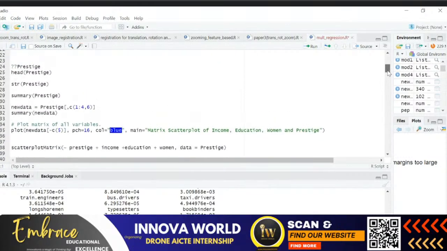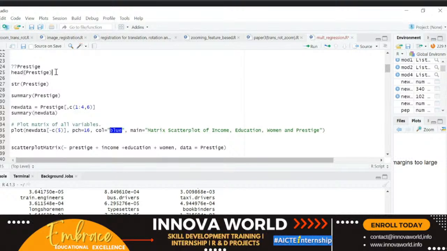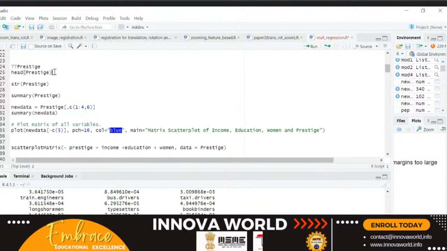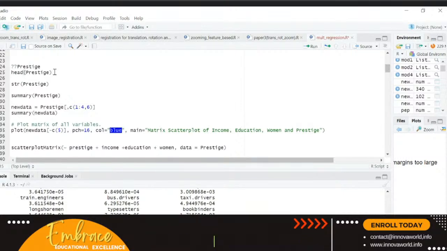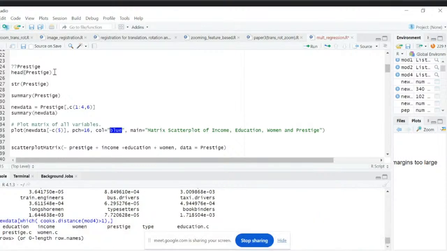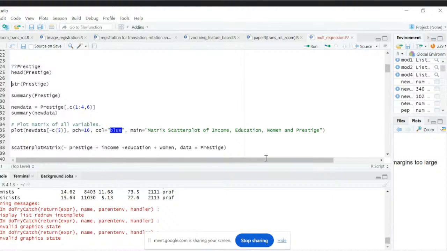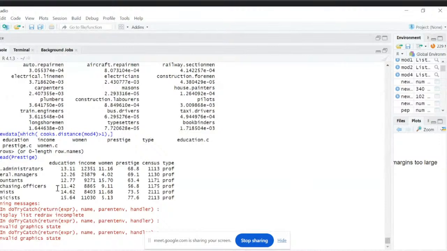So here we are using this prestige dataset. Okay, so let us look at the dataset. We'll be using head. What it will do, and in R you must press Control plus Enter to run a line of code. Okay, so this data set looks like this.